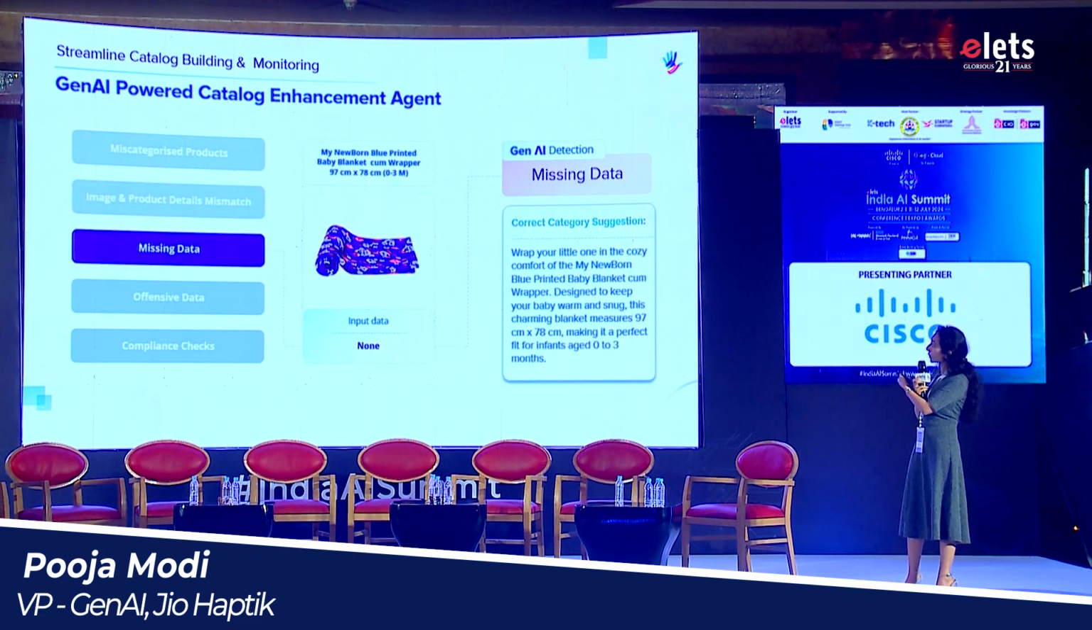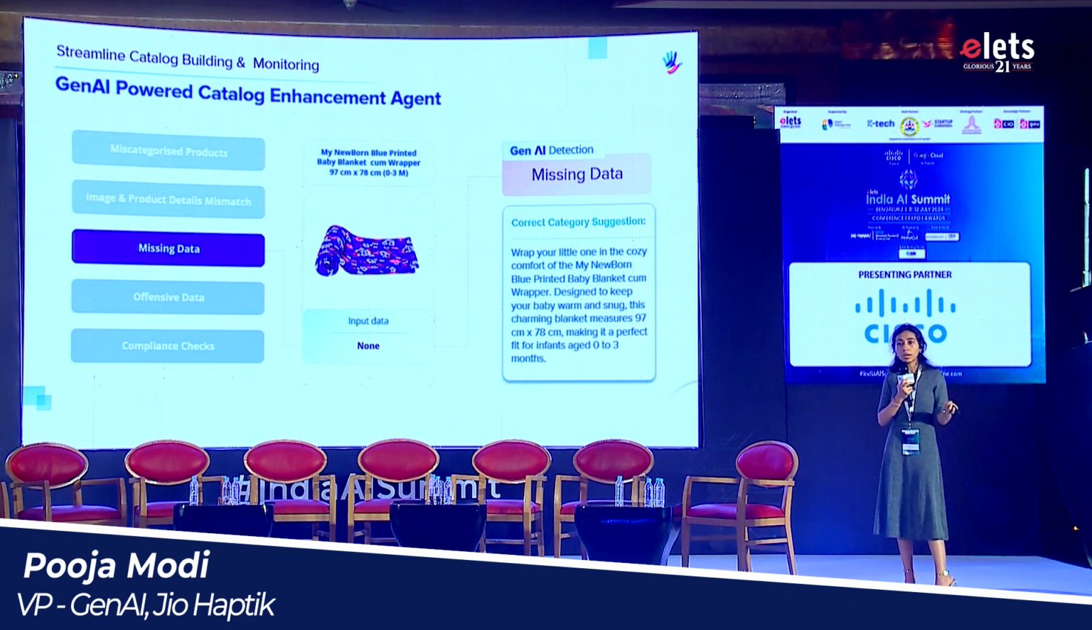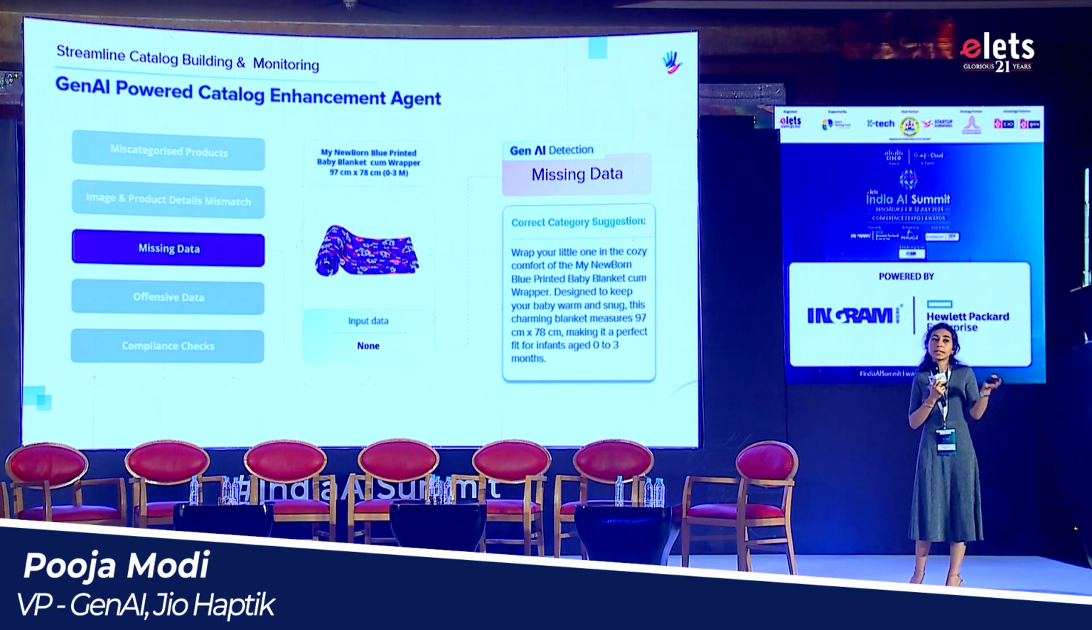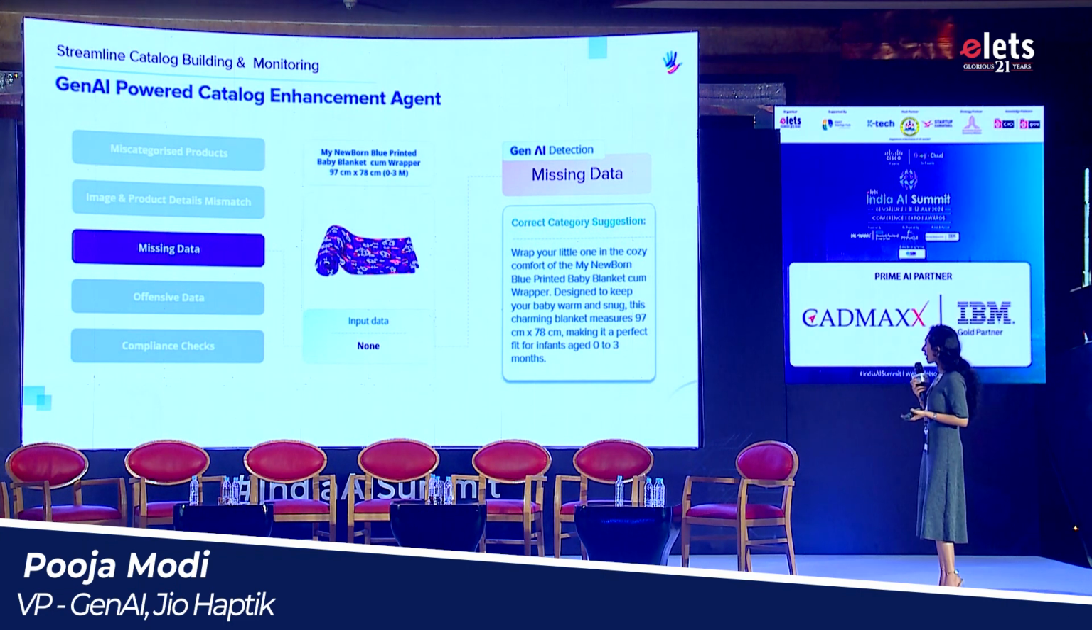The other thing within catalog enhancement is missing data. What I was saying earlier, a lot of catalog entries do not have all the fields that it requires. For example, a shampoo product probably doesn't have ingredients, but when a user is actually buying a shampoo, that's a very core attribute that they actually check for. So we are able to extract a lot of missing data from images, from review data, etc.